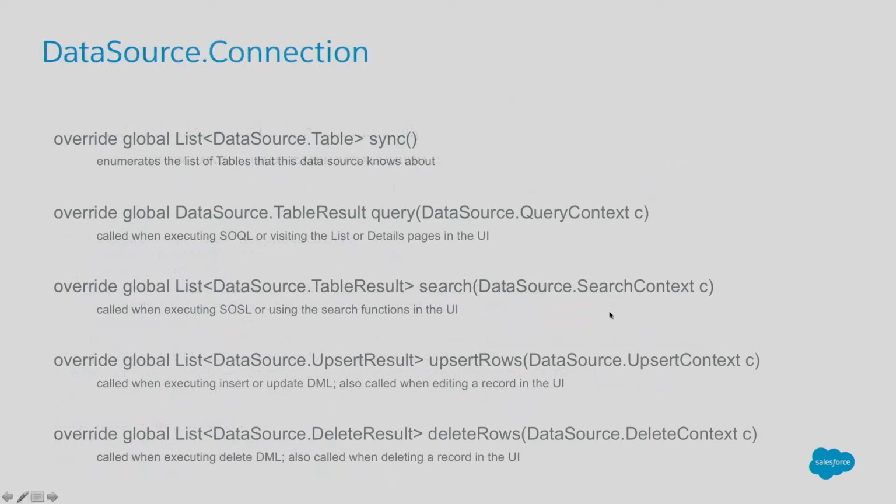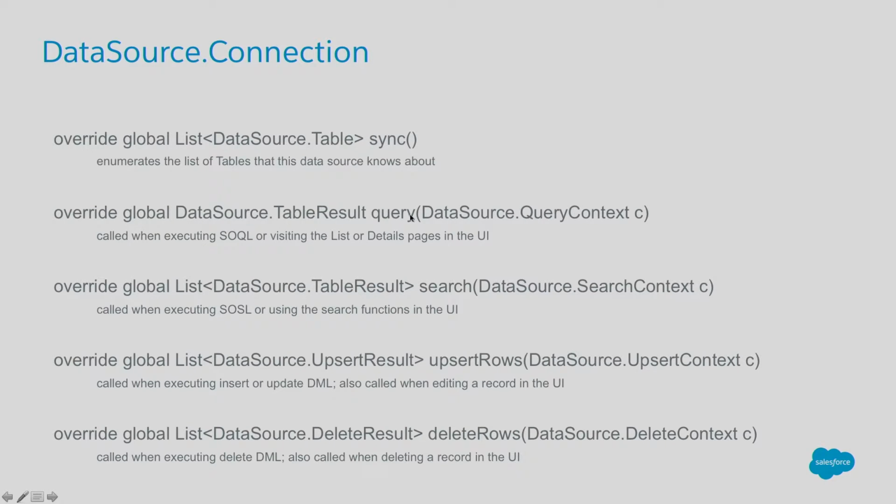OK, so that was the provider class. Now let's take a look at connection. So you can actually implement 5 methods. The first is sync, and that gets called whenever you're doing a validate and sync from your external data source setting page.